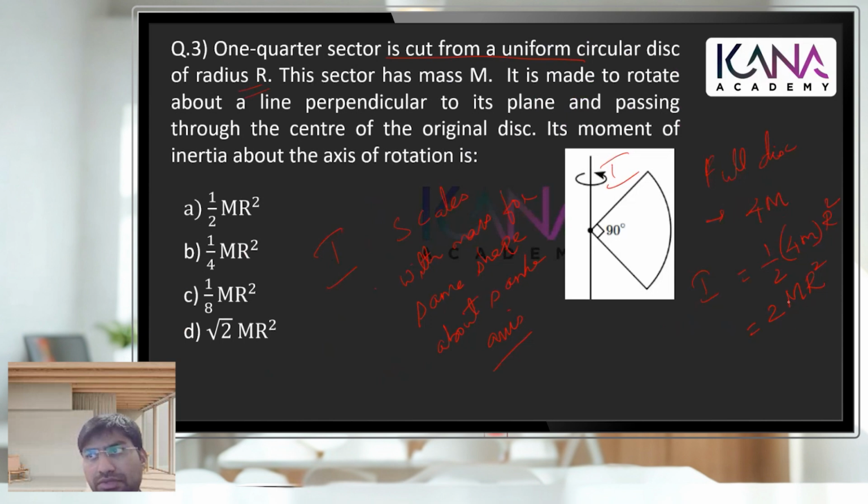So we just need to find the actual moment of inertia for this quarter. Let's say this is I star, which is our actual value. We simply divide by 4, so it will be 1 by 4 times 2M R square, so it will be 1 by 2 M R square. So it's option E.